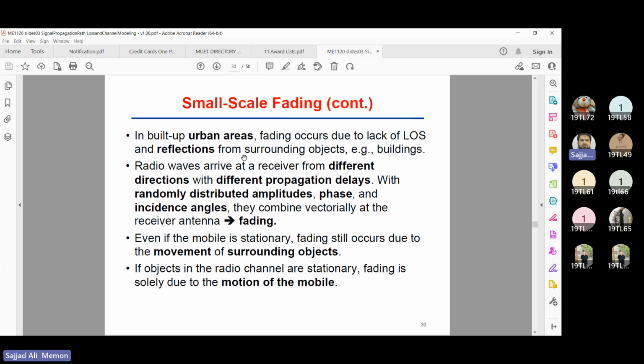So that is the prime reason for small scale fading, because the signal will reach my mobile using reflections, maybe scattering, maybe diffraction, and other physical attributes of the signals. Radio waves arrive at the receiver from different directions with different propagation delays and randomly distributed amplitudes, phases, and incidence angles. They combine vectorially at the receiver antenna, which may cause fading or reduction in the received signal. Even if the mobile is stationary, fading still occurs due to the movement of surrounding objects. If objects in the radio channel are stationary, fading is solely due to the motion of the mobile.